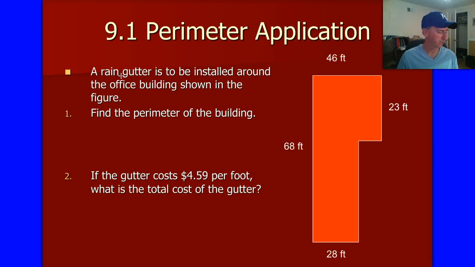This is the first slide at the bottom of page 1, and take a minute and look at it. You have a rain gutter to be installed around this office building shown in the figure, and it asks you to find the perimeter. Okay, well, to find the perimeter, what we have to do is add up these numbers, because the perimeter is the distance around, but you'll notice this side is not labeled and this side is not labeled. So we are going to have to figure out, using a little bit of math, what that is.